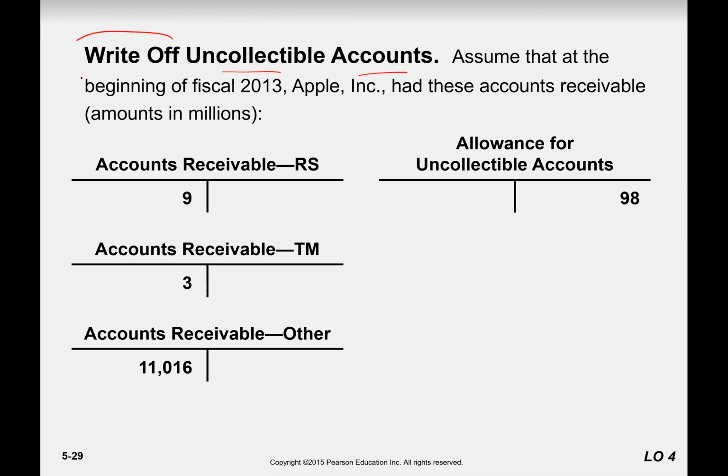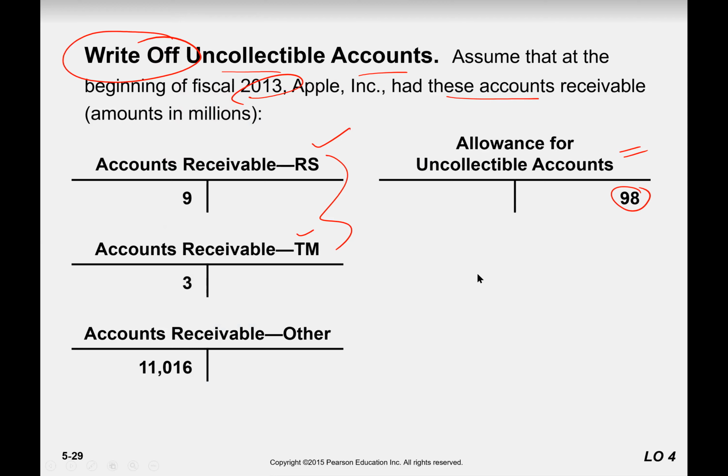So now we are going towards writing off the uncollectible accounts. We have given the subsidiary account as well, and we have given the allowance for uncollectible as well. Let me read this illustration. Assume that at the beginning of the fiscal year 2013, Apple Incorporation had these accounts receivable. We have 9 million from RS, 3 million from TS, and others are 11,016 million. And we have allowance for uncollectible 98 million.